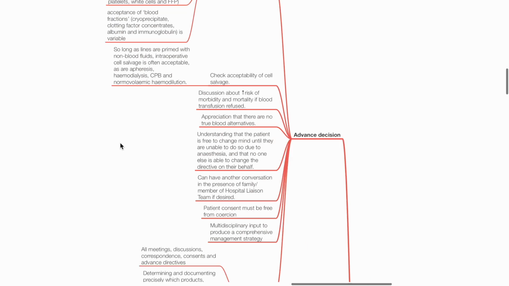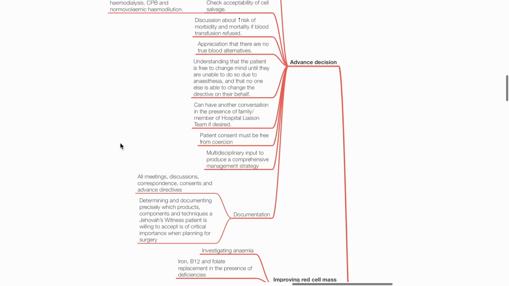Discuss increased risk of morbidity and mortality if blood transfusion is refused. Emphasize that there are no true blood alternatives. Inform the patient that they are free to change their mind until they are unable to do so due to anesthesia, and that no one else is able to change the directive on their behalf. Can have another conversation in the presence of family or member of the hospital liaison team if desired.